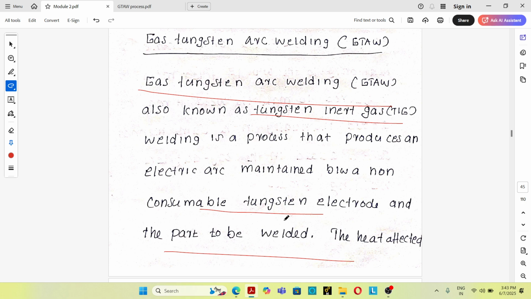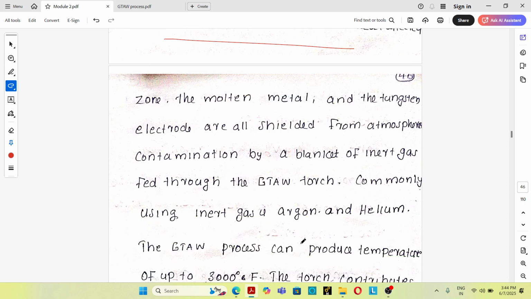So in the gas tungsten arc welding process, the electric arc is maintained between the non-consumable tungsten electrode and the parts to be welded. The heat affected zone, molten metal and the tungsten electrode are shielded from atmospheric contamination by a blanket of inert gas fed through the GTAW torch. So during the welding process, the molten metal, heat affected zone and tungsten electrode are shielded by an inert gas that is supplied through the welding torch.